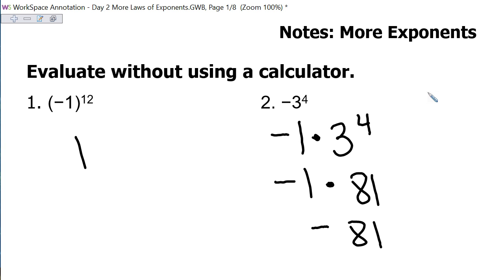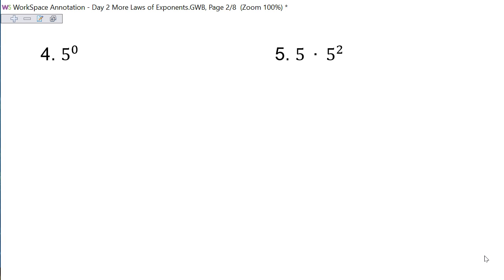Now everything in that fraction needs to be cubed. So what is 3 cubed? 27. And what is 2 cubed? 8. Leave your answer as an improper fraction. Don't convert to a mixed number. And we'll go through these pretty quickly.